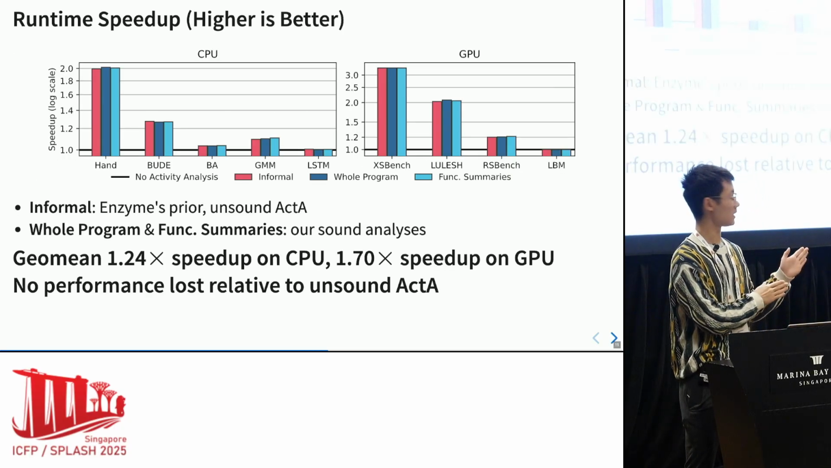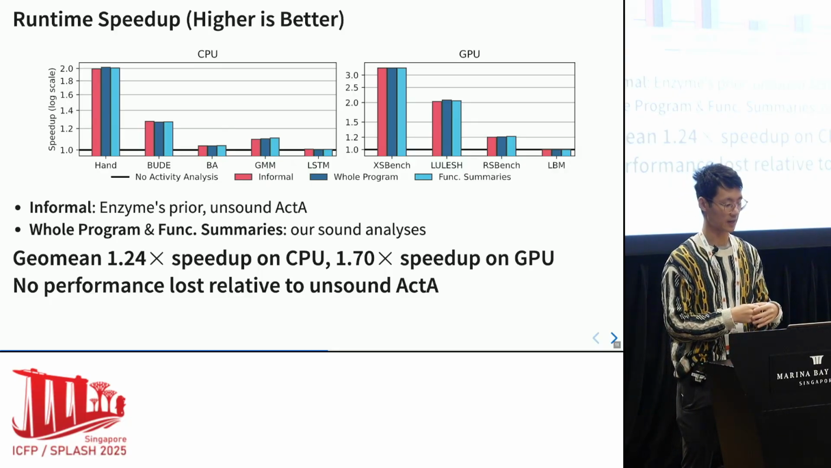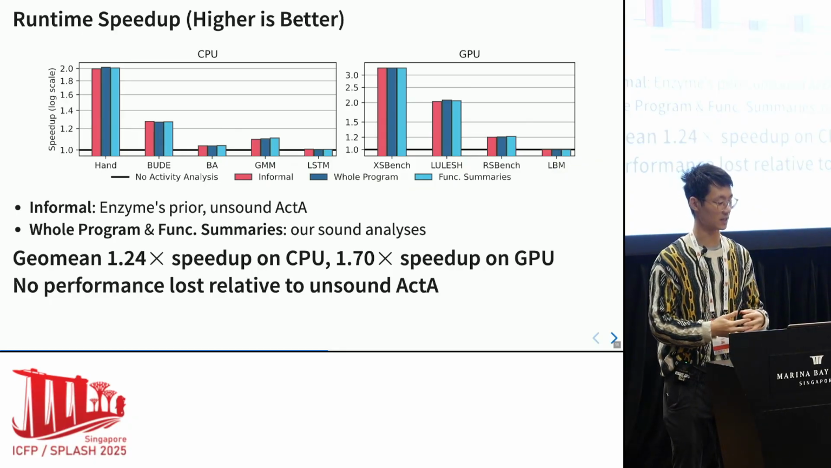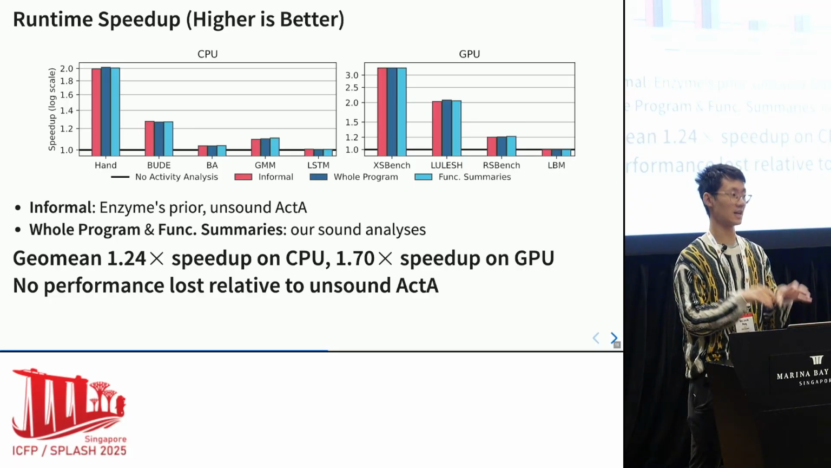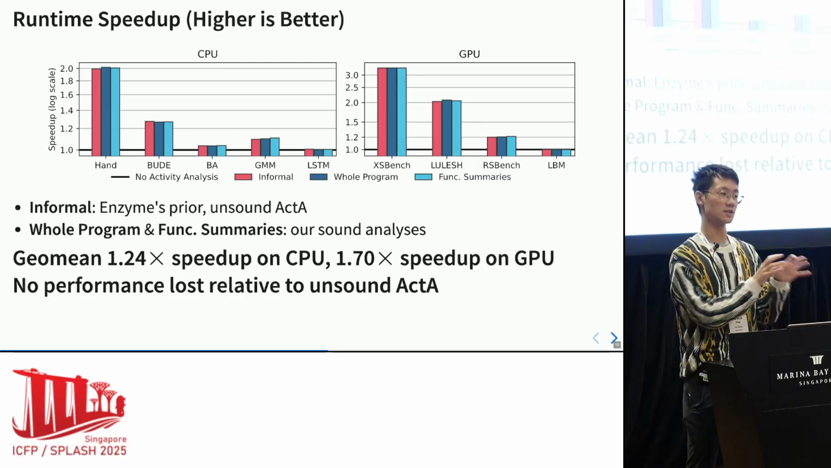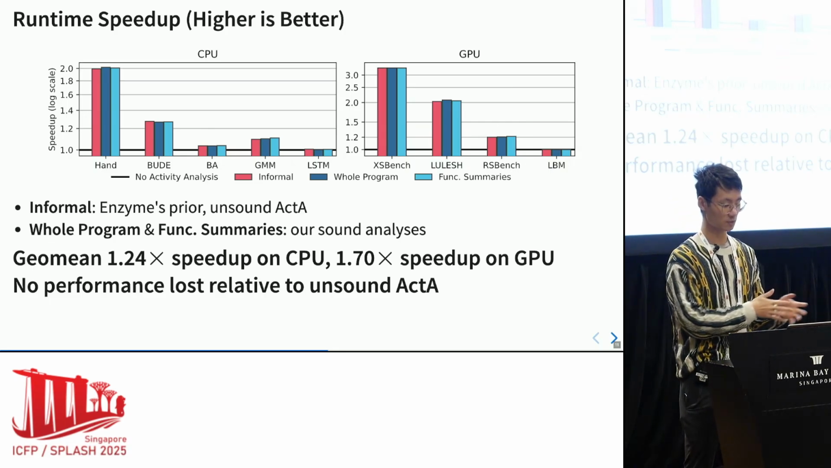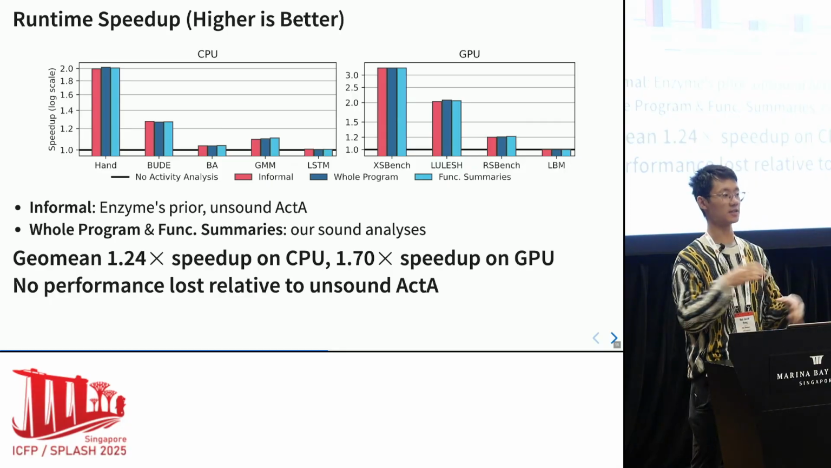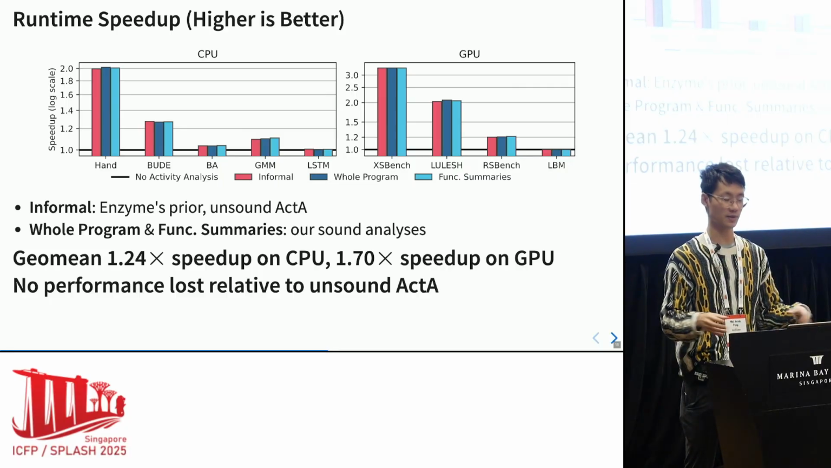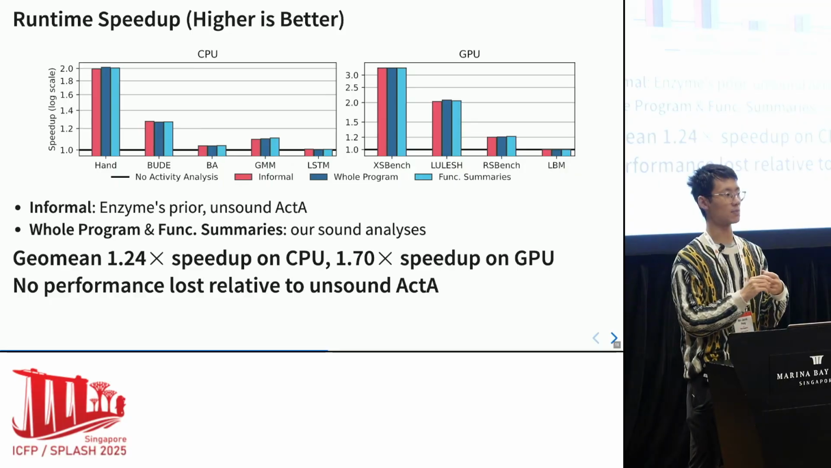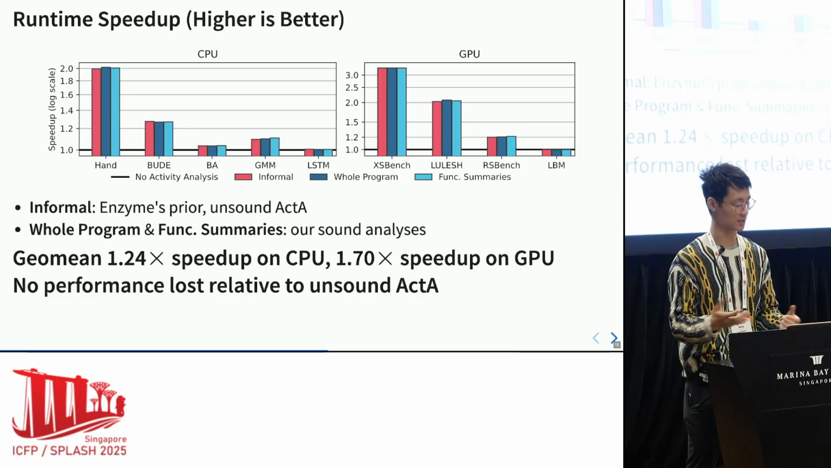Okay. Now, we measure the efficacy of our activity analysis by looking at a number of things, including the runtime speedup. So Enzyme is the automatic differentiation system that all of this is built into, and it has a prior activity analysis that does not have the same soundness guarantees as this work, which is labeled informal. And then we have two variants of activity analysis done in this work. One which assumes that you have access to all of the source code being differentiated, and another which operates function by function and then only communicates via function summaries, operating in this modular fashion.